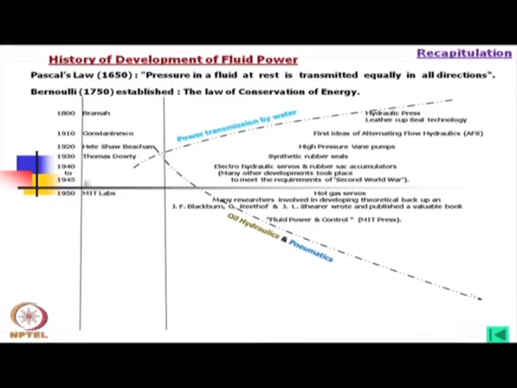Then fluid power had to take a back foot, but again during the Second World War, for different functions, fluid power became more useful, but there was not much theory. In 1950, however, at MIT, the Massachusetts Institute of Technology, three persons mainly wrote a very good book, Fluid Power and Control, and they tried to theorize all the applications of fluid power.